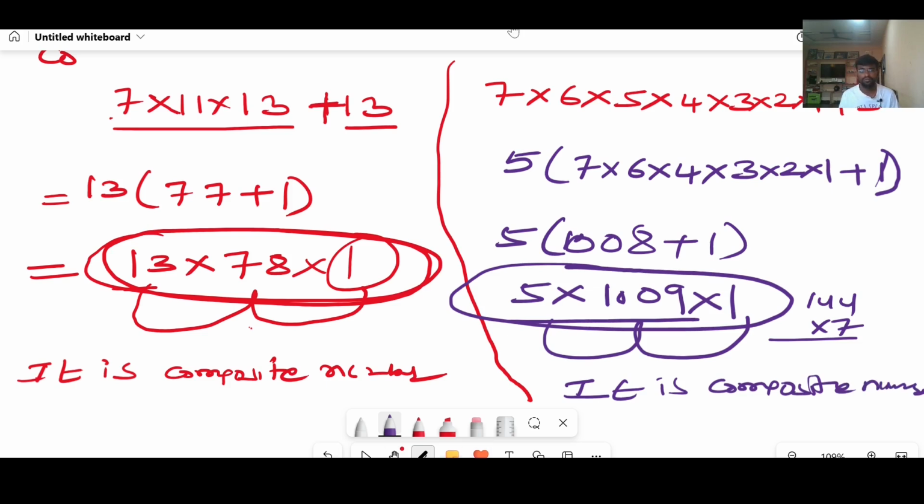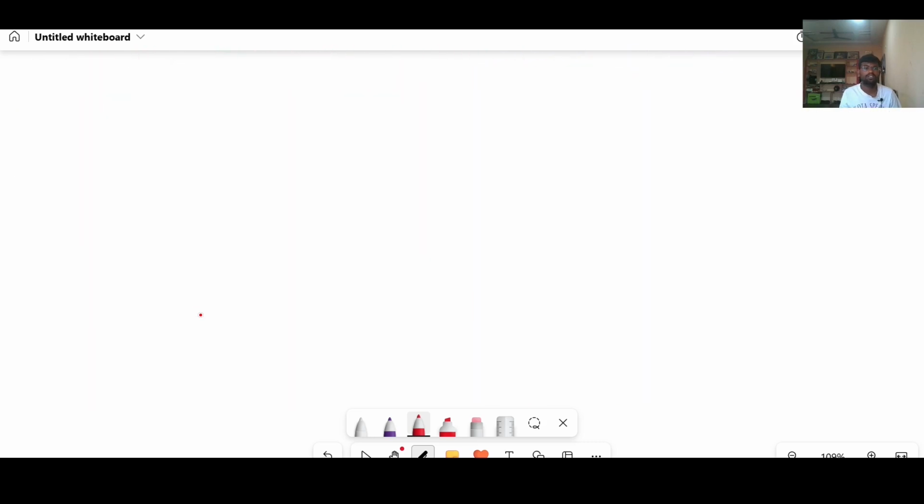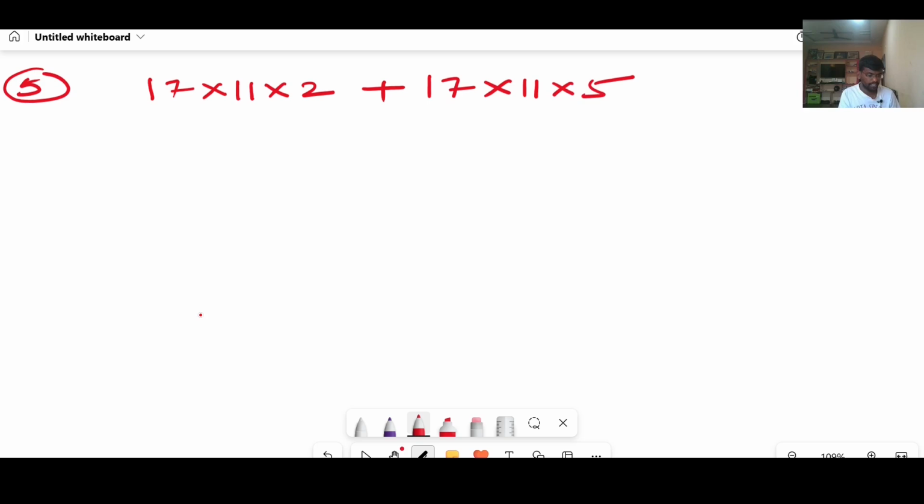Again, we will move to the next question. Fifth question. How will you show that 17 into 11 into 2 plus 17 into 11 into 5 is a composite number?